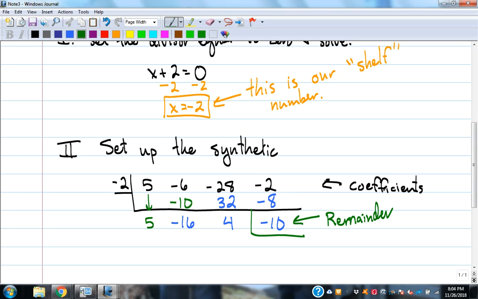Here's what happens when you do synthetic division. You take the original problem, and it started out as x cubed, right? So we started out, we had 5x to the third power. When we do synthetic division, it takes it down one notch. This is now 5x squared minus 16x plus 4. 5x squared minus 16x plus 4 plus negative 10 over x plus 2.